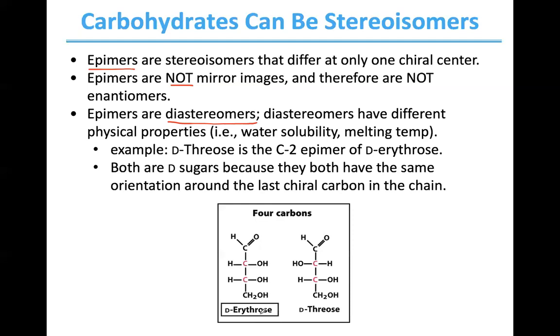D-erythrose is the name of a carbohydrate, and D-threose is a C2 epimer of D-erythrose. So if this is carbon 1, 2, 3, 4, and the same here, 1, 2, 3, 4, you can see the difference between these two is the stereocenter at position 2. The position 3 stereocenter is the same, but the position 2 stereocenter is different. This one is to the right, and this one is to the left.